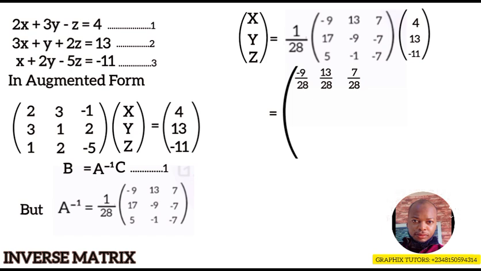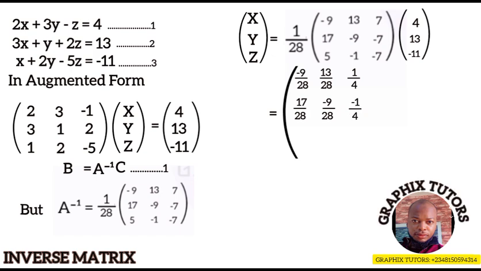And 7 over 28 is what? Is 1 over 4, because 7 can go into 28 4 times. Similarly, if you multiply 1 over 28 times 17, you'll have 17 over 28. 1 over 28 times minus 9 gives minus 9 over 28, right? And 1 over 28 times 7 will give us what? Minus 7 over 28, which is minus 1 over 4.